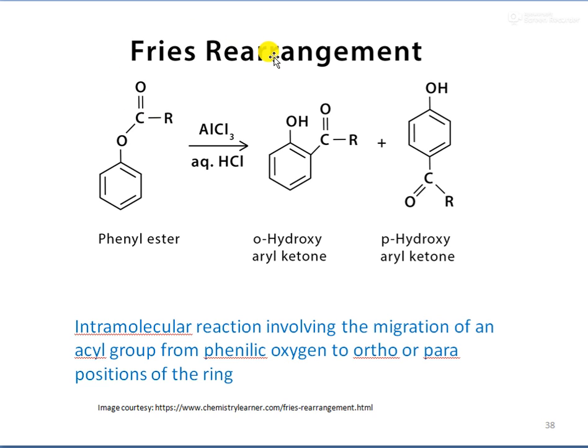Another important reaction is Fries rearrangement, and this we didn't discuss in the class, but we can cover it now in this video. In the Fries rearrangement, a phenyl ester is treated with aluminum chloride in aqueous acid, and the resultant products are either ortho or para substituted aryl ketones. So here an ester is converted to a ketone. This is a kind of rearrangement reaction.